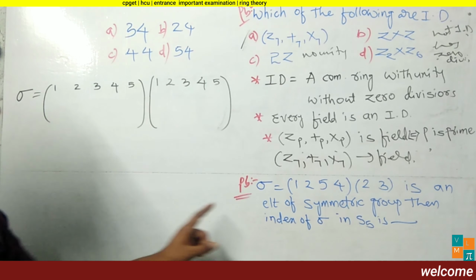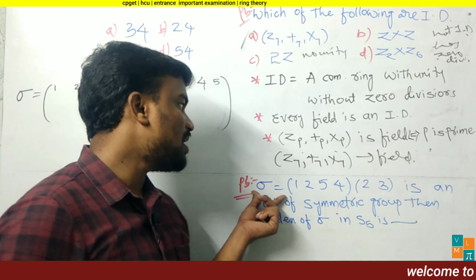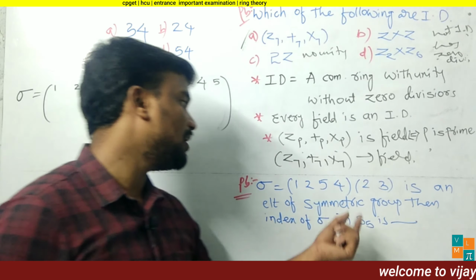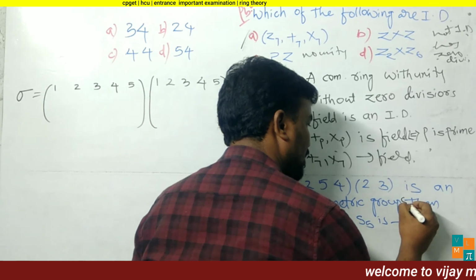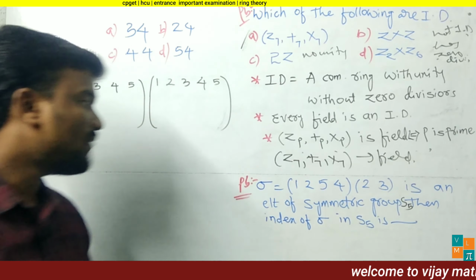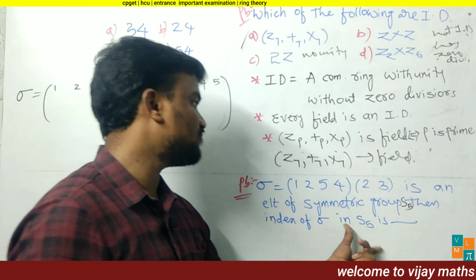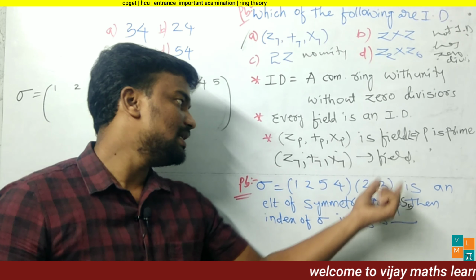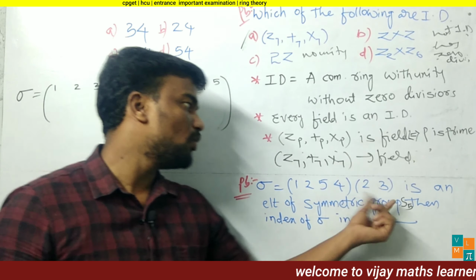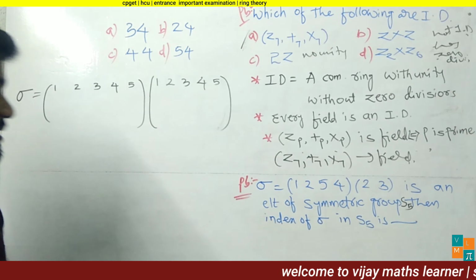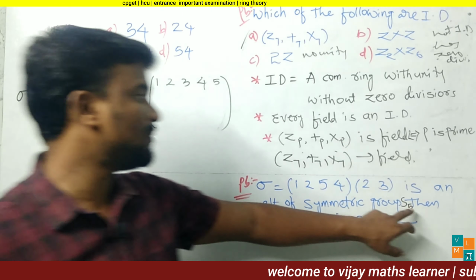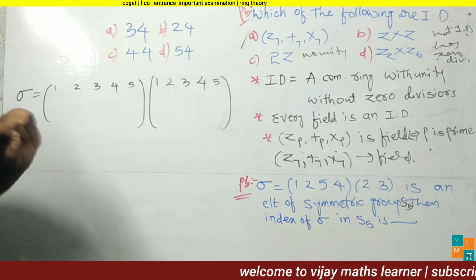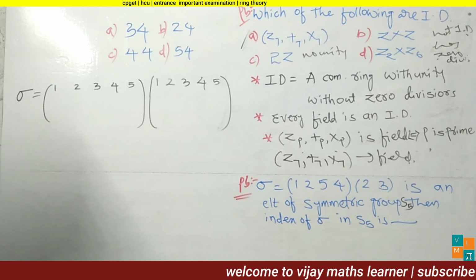Okay. Now see problem number 5. The permutation sigma equals (1 2 5 4)(2 3) is an element of the symmetric group S5. Then find the index of sigma in S5. Here we have 4 options. Option A is 34, option B is 24, option C is 44 and option D is 54.